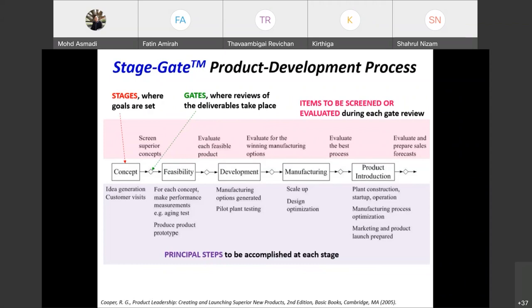Okay, this is the bottom, the principal step, and also the gate review. Gate review is for the diamond and this one is the principal step. If you look at here, in this figure they have 5 stages. 1, 2, 3, 4, 5. Right, 5 stages. We represent them by rectangular blocks: concept, feasibility, development, manufacturing, product introduction. So we set the goal already.